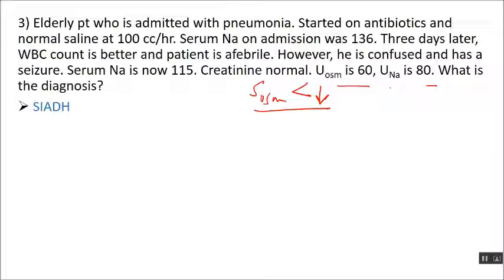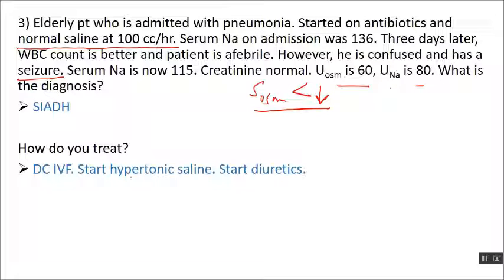Okay, so remember that he's on normal saline. We need to stop that. He's seizing. We need to give them hypertonic saline, and the answer is to stop the IV fluid and start hypertonic saline. You can start diuretics as well, but really this is something that we use more for CHF patients. But yeah, you can give them diuretics as well, and that would also help with the sodium.